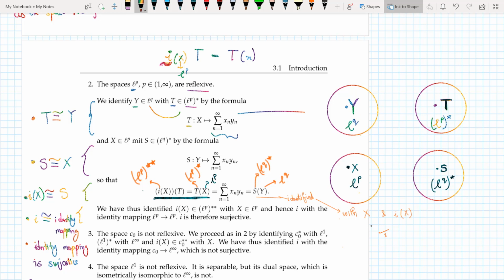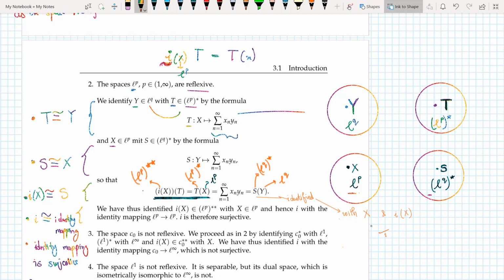And similarly, if X is in Lp and S is in Lq star, then when I apply this operator S to an element Y, it gives me a real number or a complex number depending upon my scalar field. So S applied to Y gives me this.